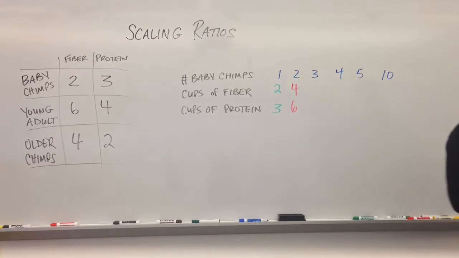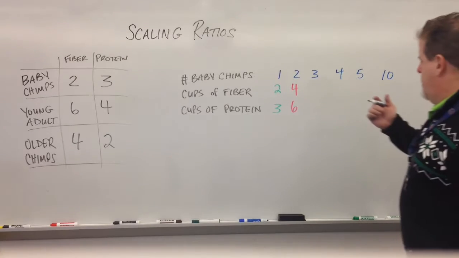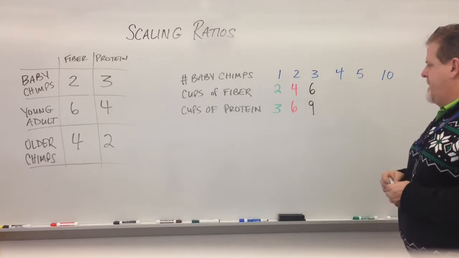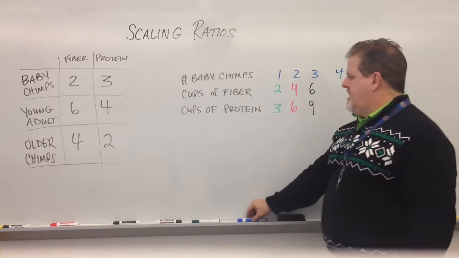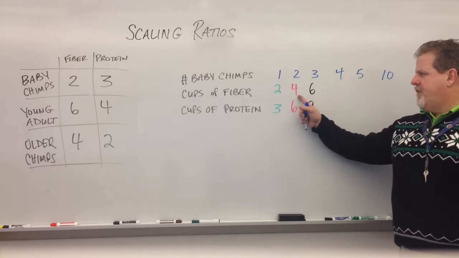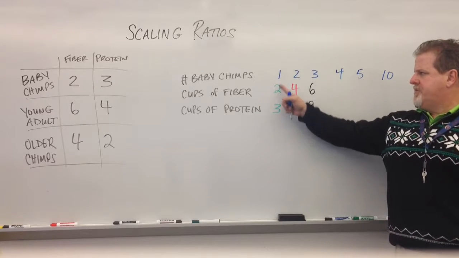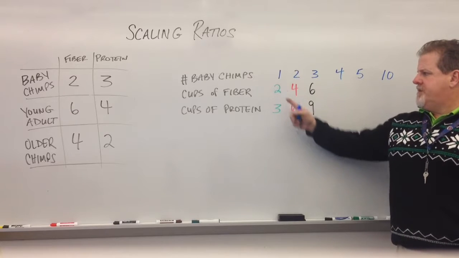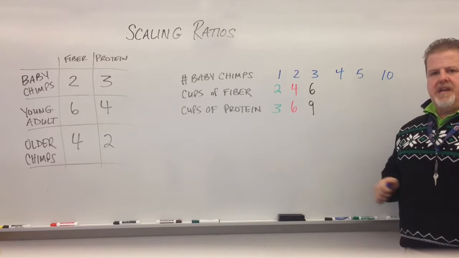Meg, what about 3 chimps? Baby chimps, that is. I got 6 fiber and 9 protein. 6 fiber and 9 protein. Okay, how'd you get that? I did 4 plus 2 for the fiber and 6 plus 3 for the protein. Okay, awesome. So you said you took the 4 cups from the 2 chimps and 2 cups for 1 chimp to get the 6. 6 from 2 chimps, 3 from 1 chimp for the cups of protein. 3 plus 6 to get 9.